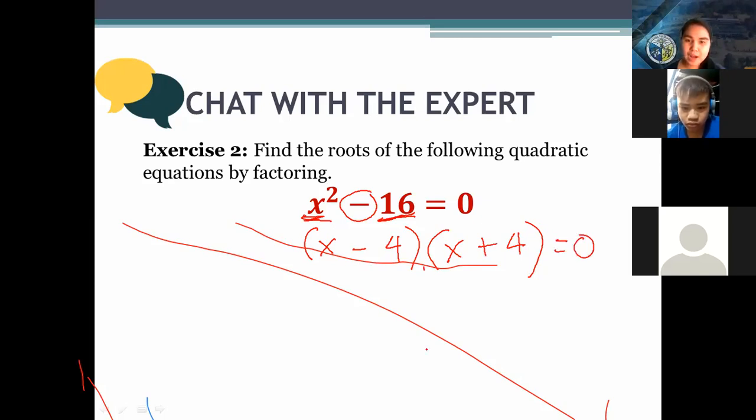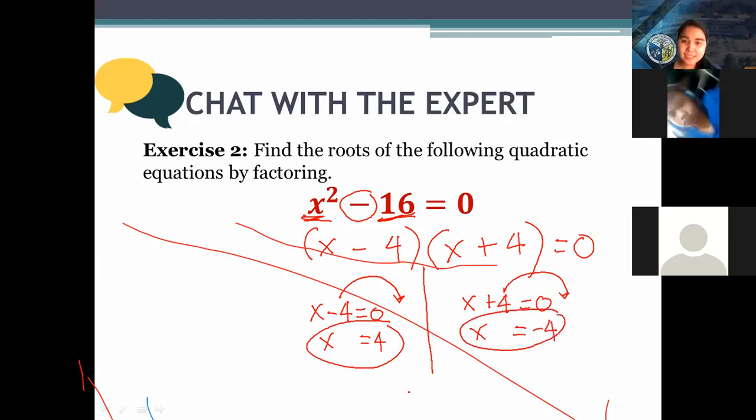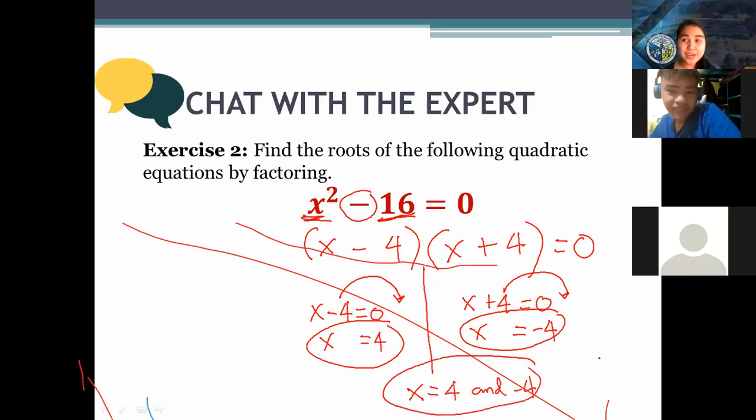Let's draw the bar. X minus 4 equals 0. Transfer, we have x equals 4. The next one, x plus 4 equals 0. Transfer, we have x equals negative 4. So what are the answers? We have 4 and negative 4. Or remember how do you write it? It can be plus and minus 4.